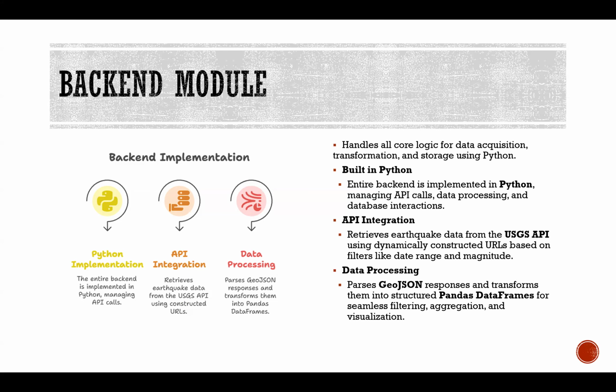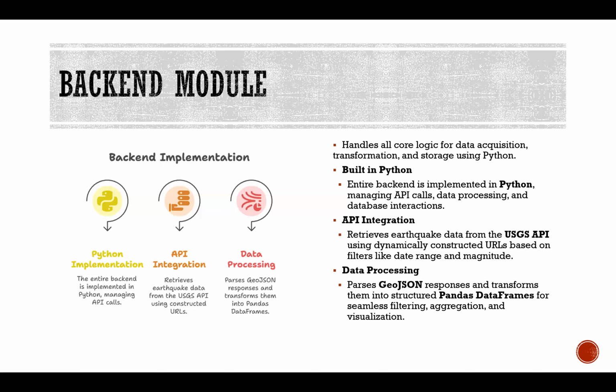And then we move to the API part of our project. We have an advanced API integration which retrieves earthquake data from the USGS API using dynamically constructed URLs based on user-specified filters, including date ranges, magnitude thresholds, like we discussed before. The system implements intelligent retry logic, which also is backed by the exponential backoff algorithms. This handles various API response formats and edge cases.